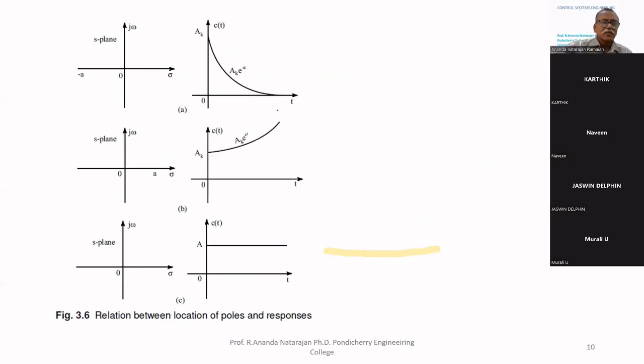Here, the pole is on the left hand side. The response you see is bounded. Here, the pole is on the right hand side. You see that it goes on increasing, unbounded.